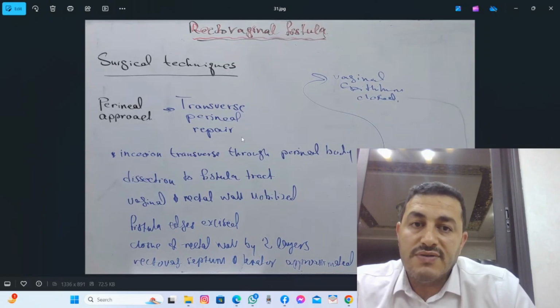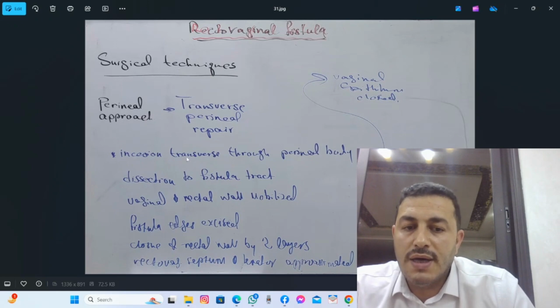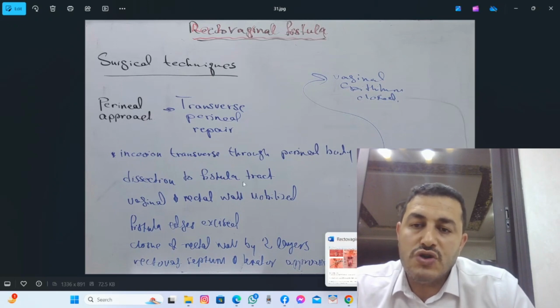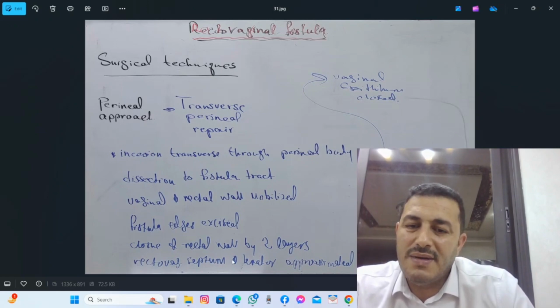Let's turn to the transverse perineal approach. What else did we say in the transverse perineal approach? An incision from the vagina to the anus. What's different? They are similar techniques. Closure of the rectum: it's preferred to close the rectum with absorbable suture in two layers.